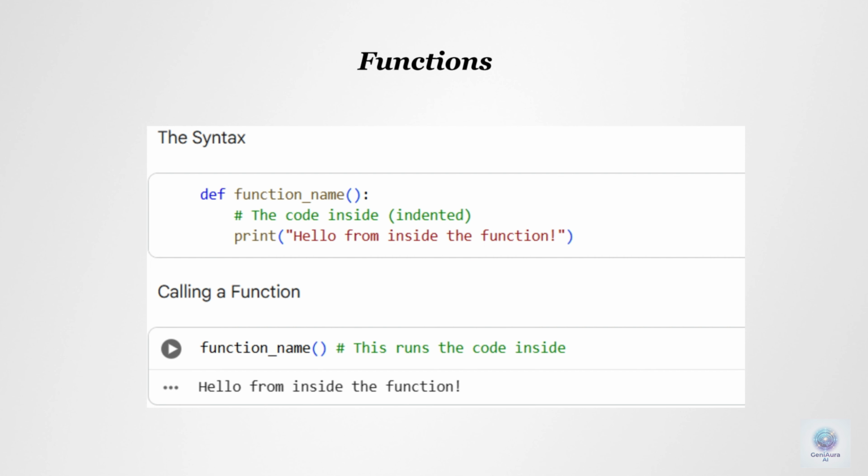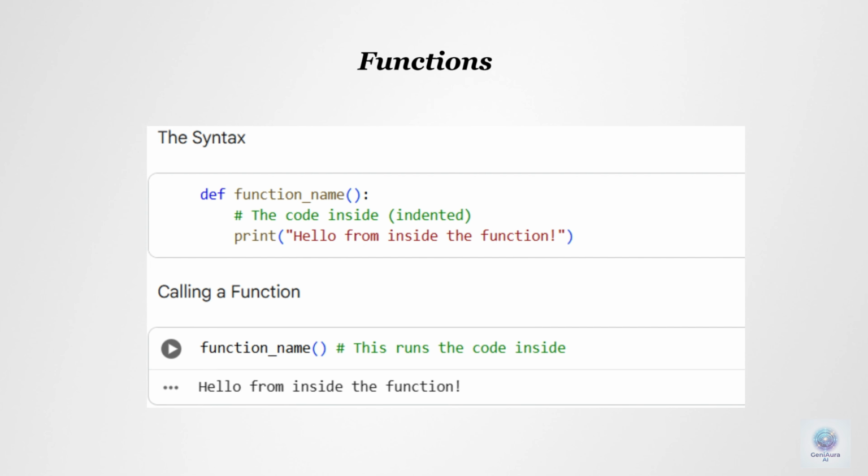In Python, we use functions to group code into reusable blocks. Let's look at how to build one. To define a function, we start with the def keyword. This tells Python, hey, I'm about to create a new command. Next, we give it a name, followed by parentheses and a colon.